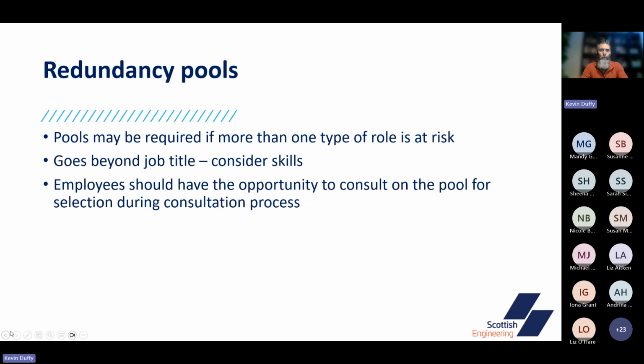Now, a company has to think carefully about who is going to be in the pool, because that in itself could be a reason for challenge further on down the line if an aggrieved employee wants to raise an appeal or perhaps even raise an employment tribunal claim against the company.